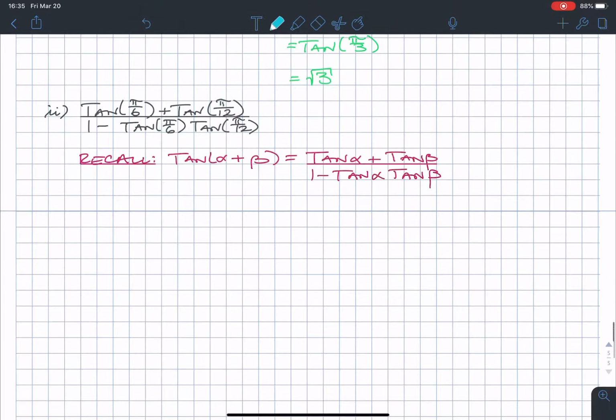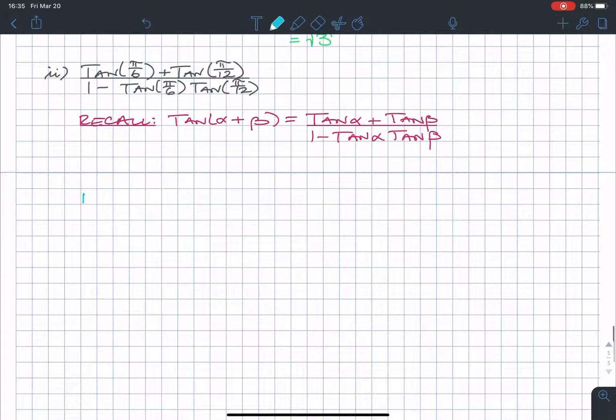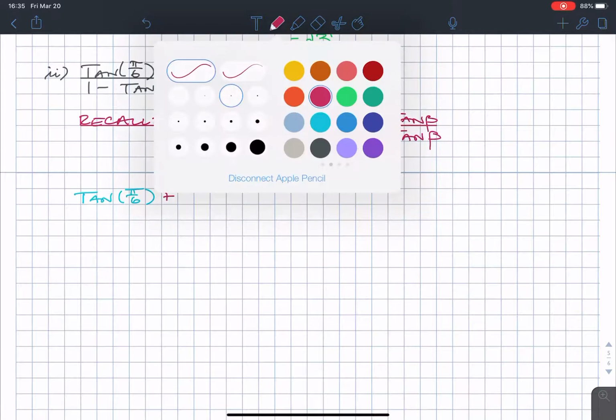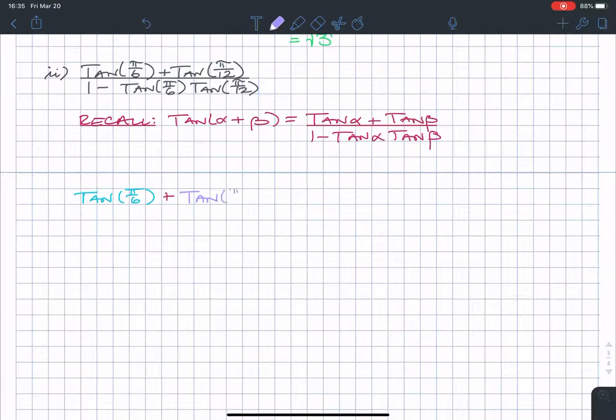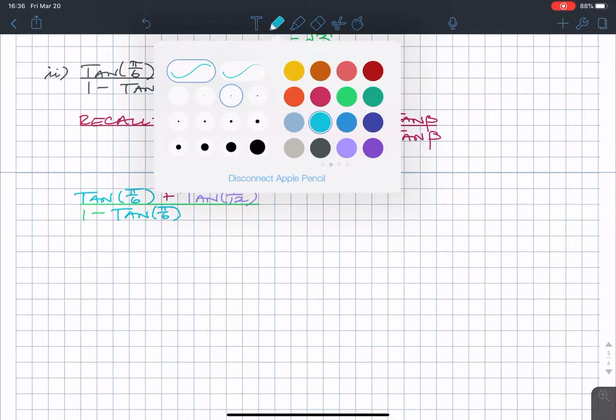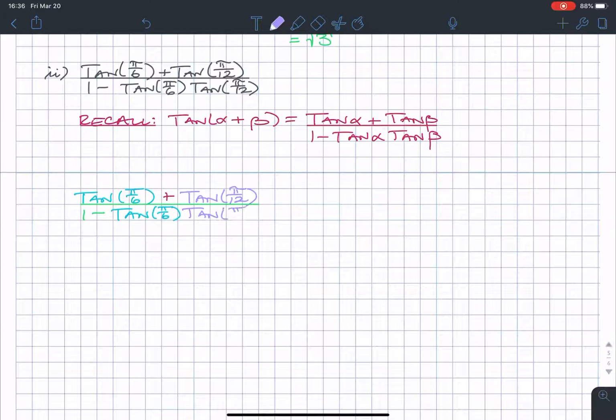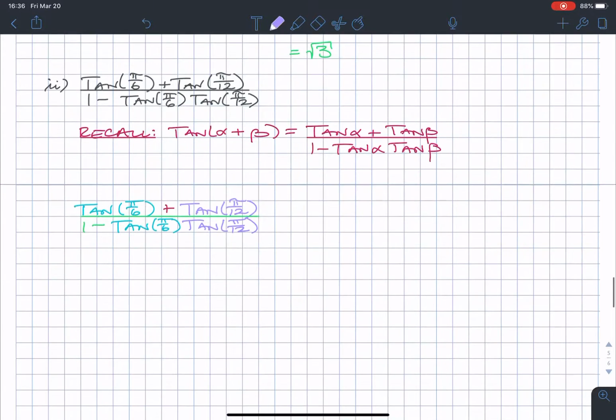Okay, so let's go back to what we were given. We were given tangent of pi over 6 plus tangent of pi over 12, all divided by 1 minus the product tangent pi over 6 times tangent pi over 12. Okay, so according to the rule, that's going to be tangent of the sum of the two arguments, namely tangent of pi over 6 plus pi over 12.